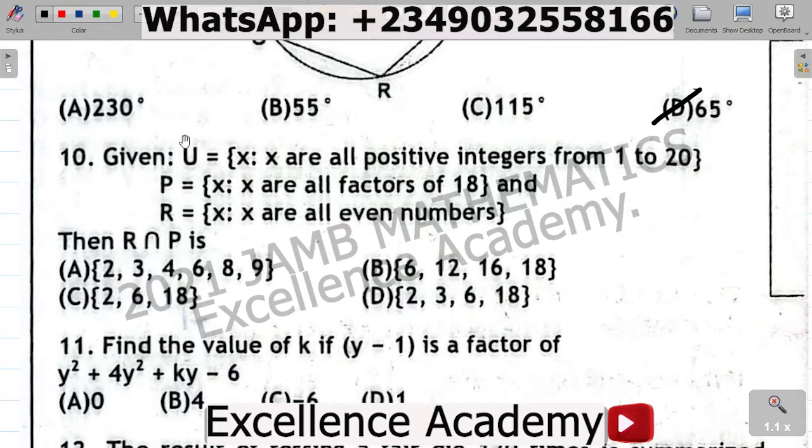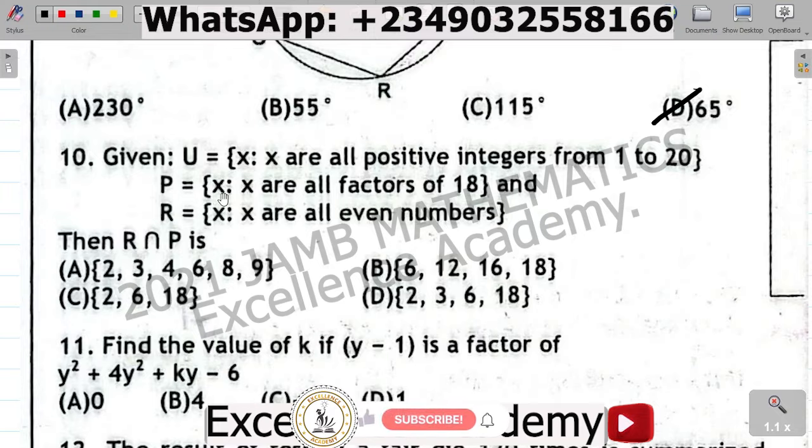All right, lastly, let's look at question 10. Question 10 says, given that U is equal to {x, such that x are all positive integers from 1 to 20}, P is equal to {x, such that x are all factors of 18}, and R is equal to {x, such that x are all even numbers}, then R intersection P is, so let's find the intersection.